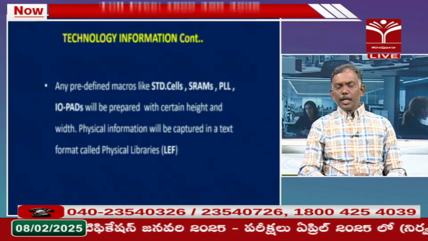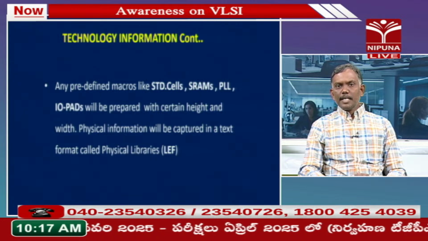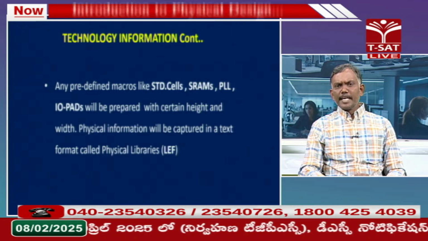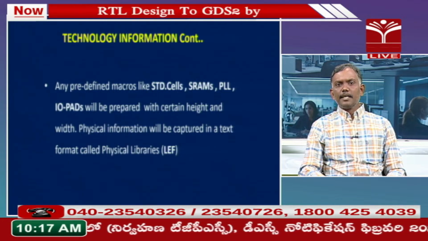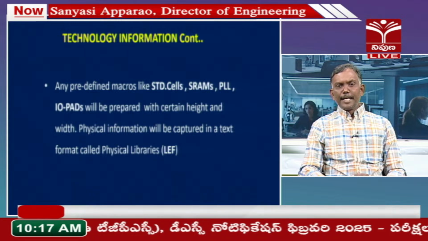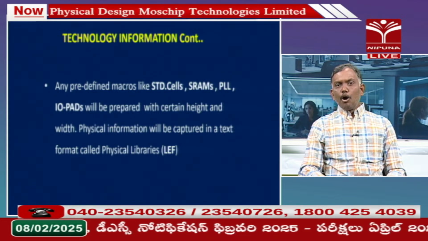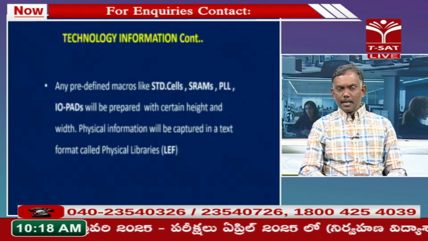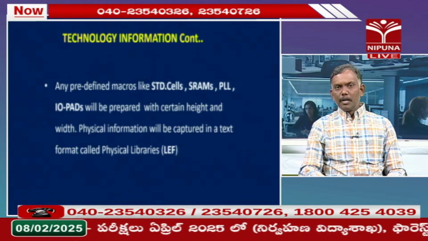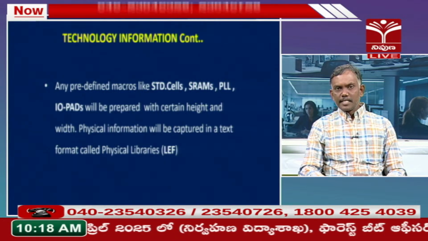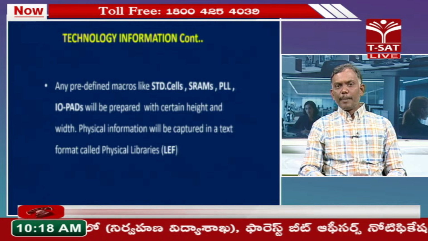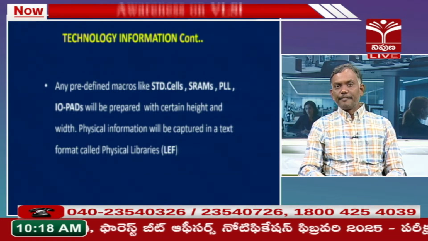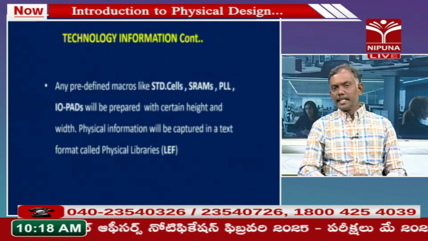And also, if you recollect, your CMOS has the VDD, VSS pins and inputs and outputs. For example, take a simple inverter. An inverter has the VDD pin, VSS pin, and input A and output Y. All this pin information and height and width are called physical information. All this physical information of all predefined cells like standard cells, IPs, memories, IO pads is captured in a file called physical libraries. Those are called LEF files. This is also one of the inputs in the coming stages.